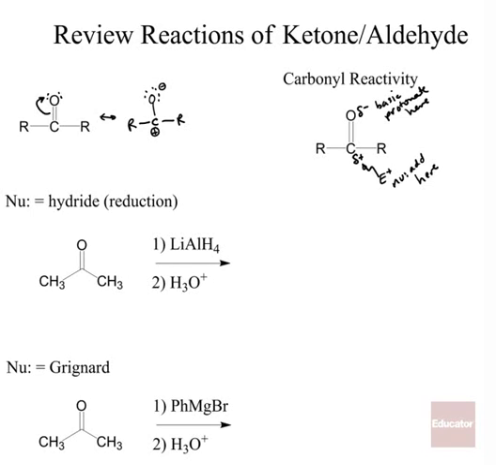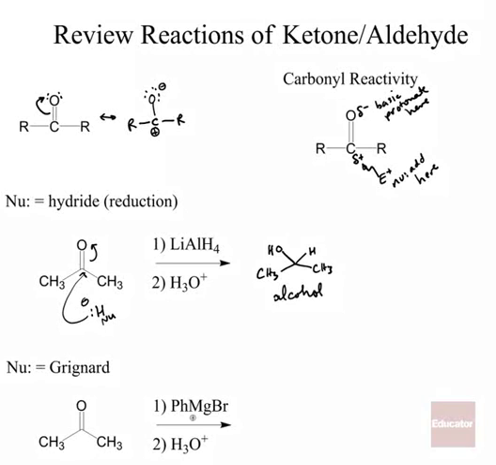So for example, if we have a ketone and we treat it with hydride, something like lithium aluminum hydride, that is a great nucleophile. We would expect that to add to the carbonyl, and then after workup we would protonate that O-, and we would get this alcohol product out. We describe that as a reduction reaction because we have lost a C-O bond and traded it for a C-H bond. We've gone from a ketone to an alcohol.